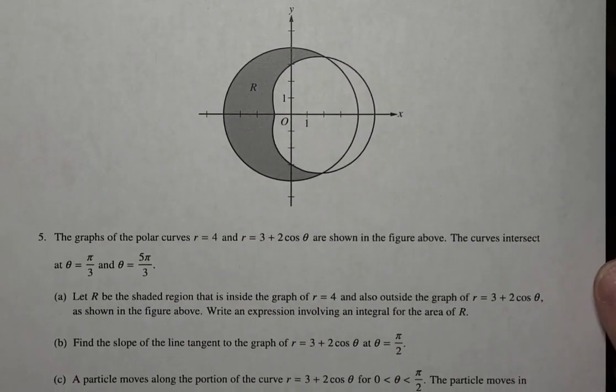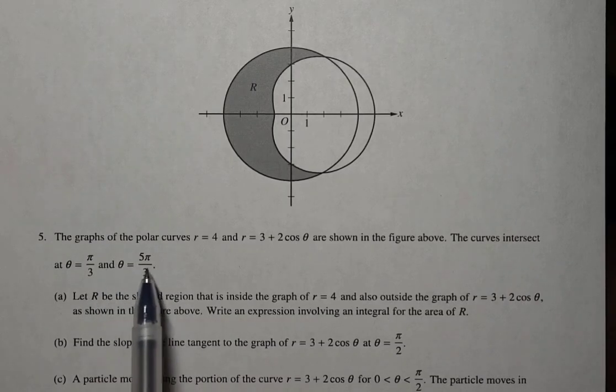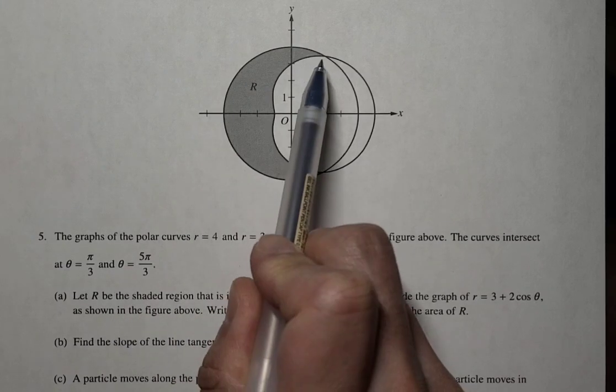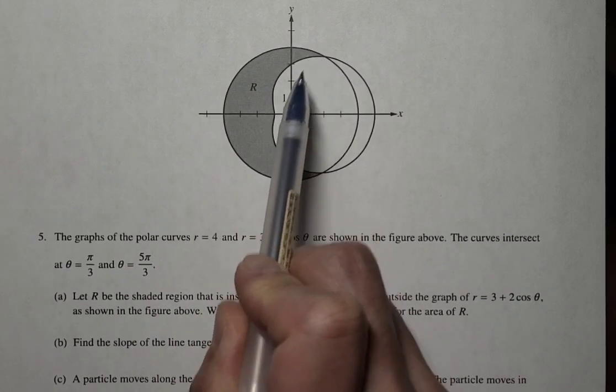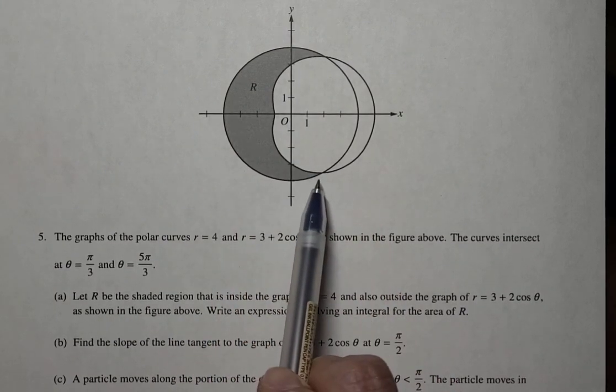Let R be the shaded region that is inside the graph of r equals 4 and also outside the graph of r equals 3 plus 2 cosine theta. Write an expression involving an integral for the area of R. So that's why they give us these limits of integration. We're going to start at pi over 3 and stop at 5 pi over 3 over here.